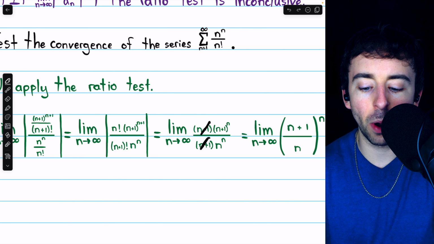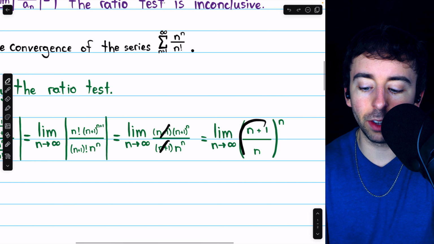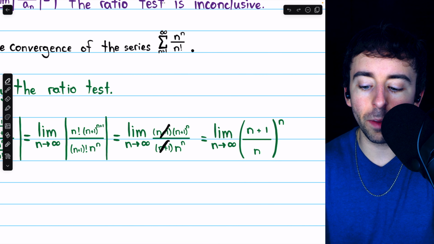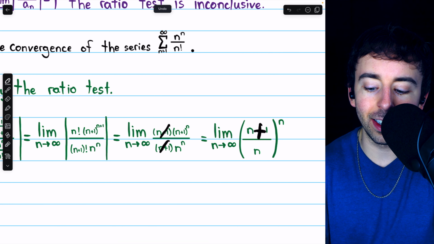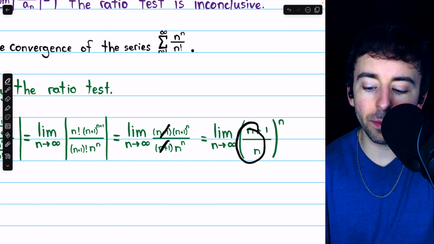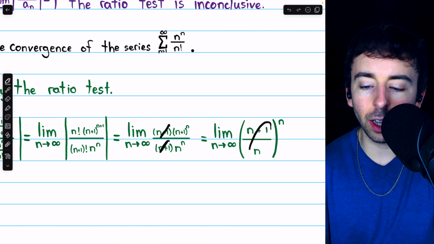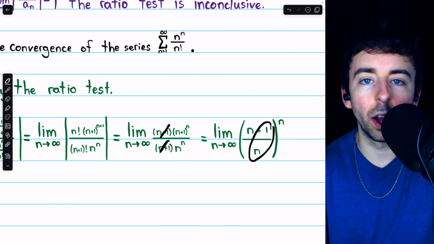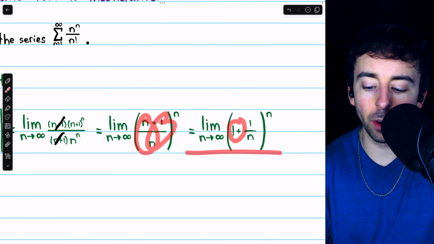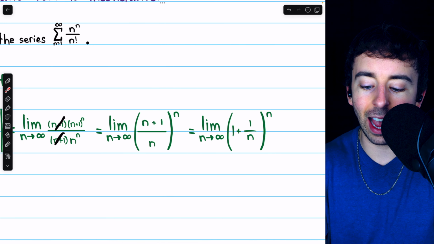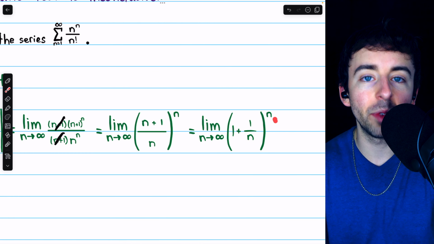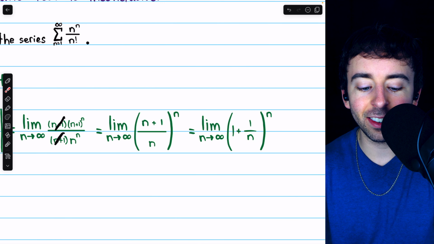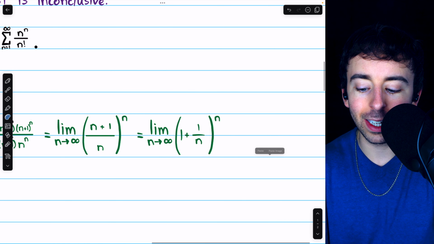We can take the exponent out and just write that as n plus 1 over n, all to the power of n. But then if we split this fraction across the addition, we would have n divided by n, which is 1, plus 1 over n. Thus, we would get here, n divided by n is 1, and then we would have the 1 over n. So we have the limit, as n goes to infinity, of 1 plus 1 over n to the power of n. You should recognize this as the irrational number e.